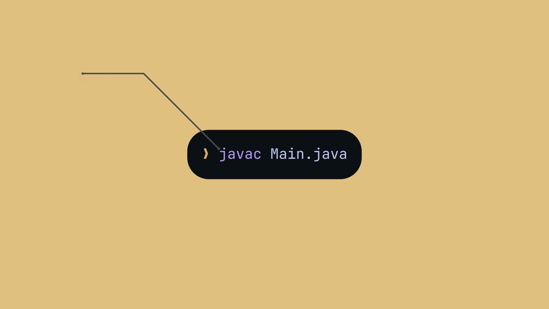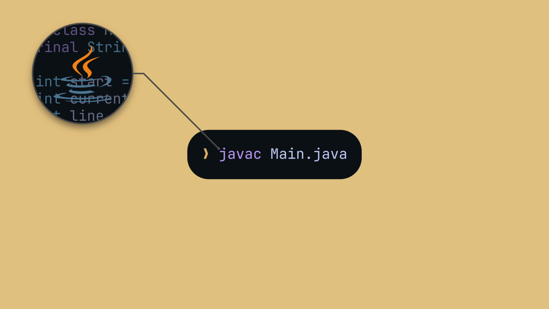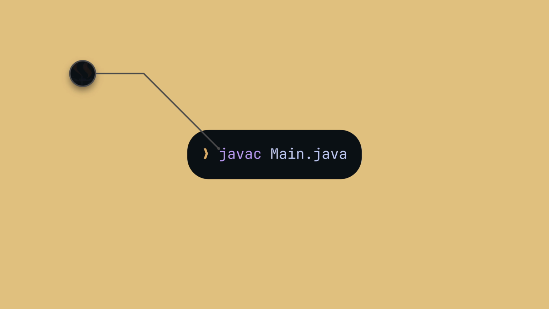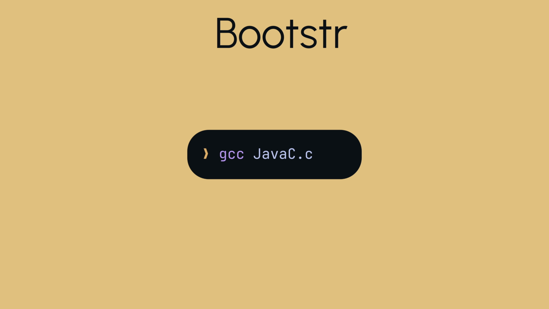Now, let's return to the question from the beginning. How is it even possible for a compiler to be written in the language that it compiles itself? Sure, we could write it in a different language, say, write a Java compiler in C first. But then, where does that C compiler come from? What we are talking about here is so-called bootstrapping.